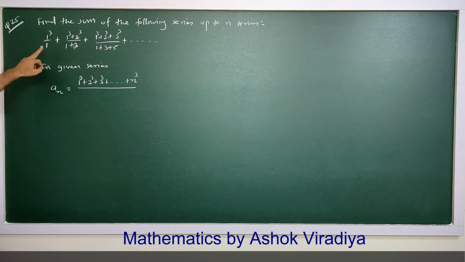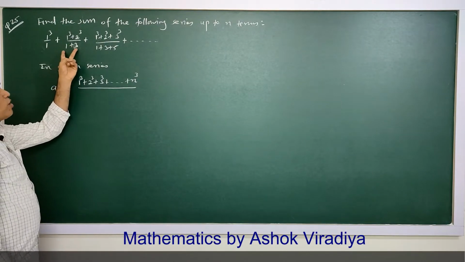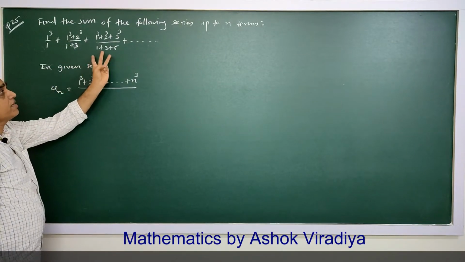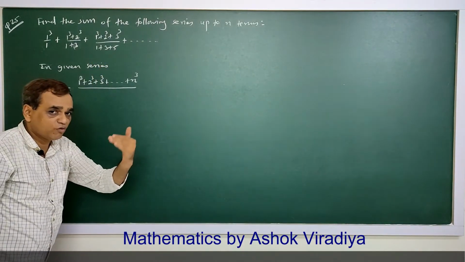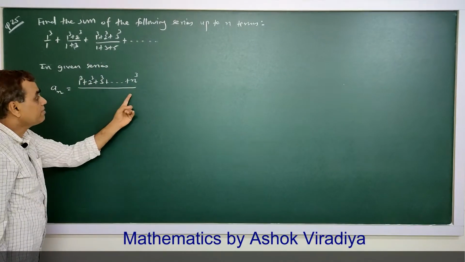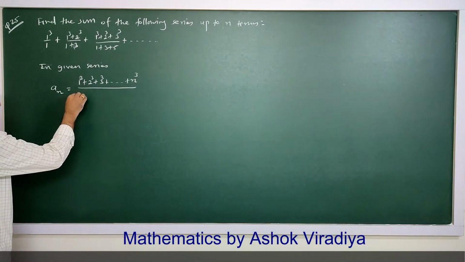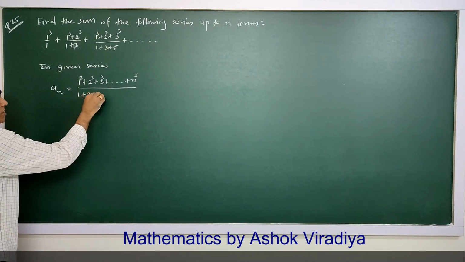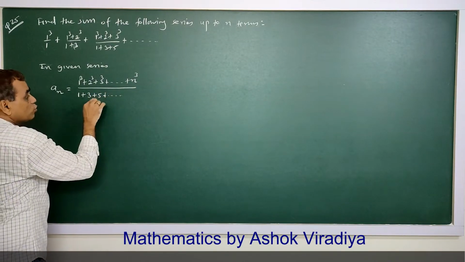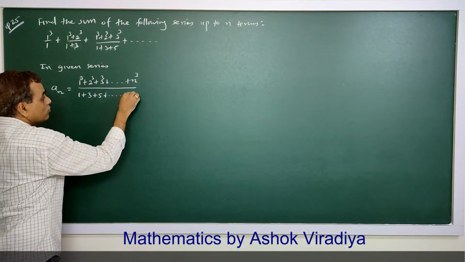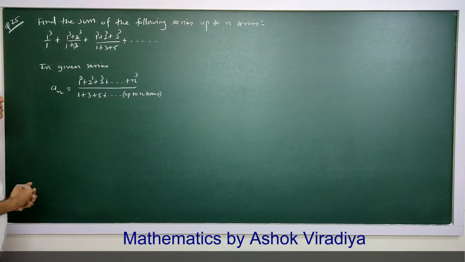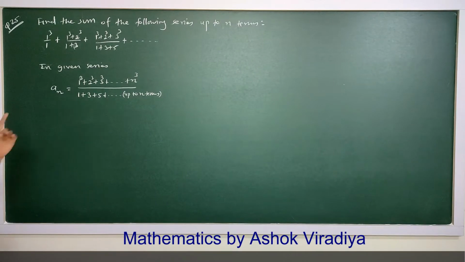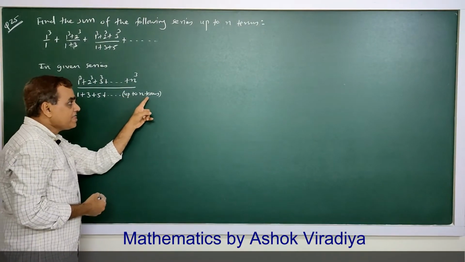Denominator: the first denominator is 1, the second denominator has 2 odd numbers, the third denominator has the first 3 odd numbers, the fourth denominator has the first 4 odd numbers. So the nth denominator is the sum of the first n odd numbers, so 1 plus 3 plus 5 up to n terms. Here we can put the nth term.